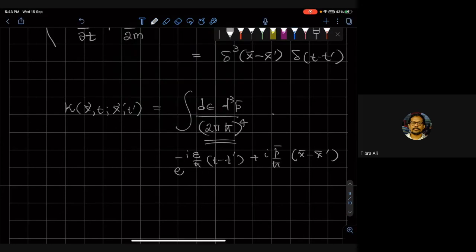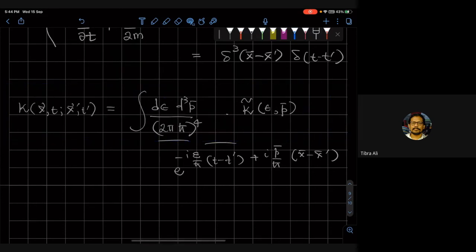And then the Fourier transform tells me that there should be a kernel like this, which is a function of epsilon and the 3-vector p. Is this clear what I'm doing? I'm just taking a Fourier transform, a 4-dimensional Fourier transform. But is it obvious? Yes, sir. Okay. Because I'm also taking a Fourier transform in the time direction.